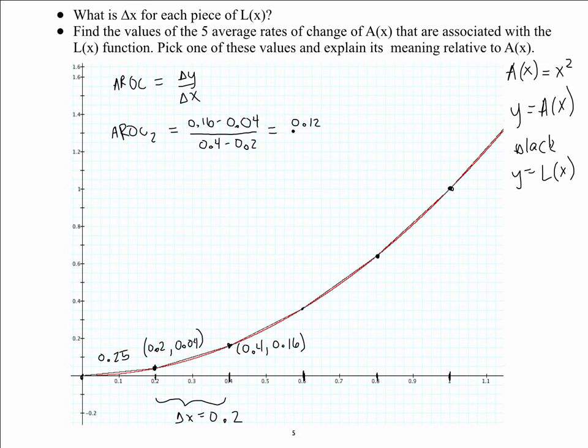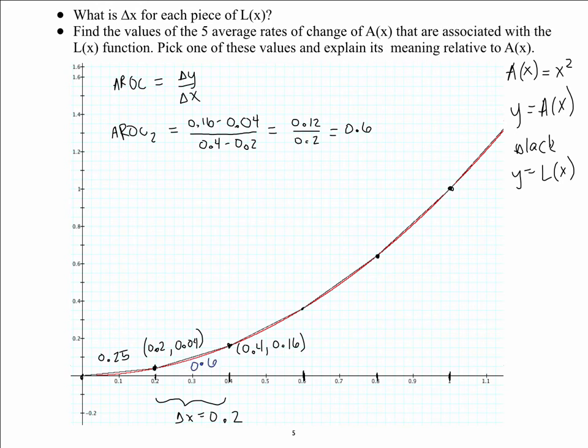Am I doing this right? What is that value? Hmm? 0.6? Okay. So now we've got a rate of change value for this interval. So I could write that as 0.6 here.